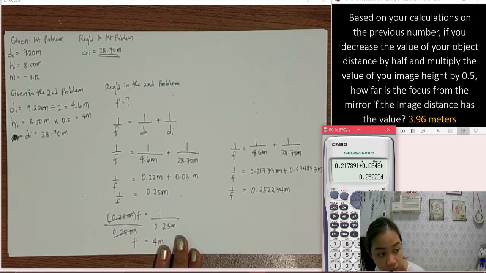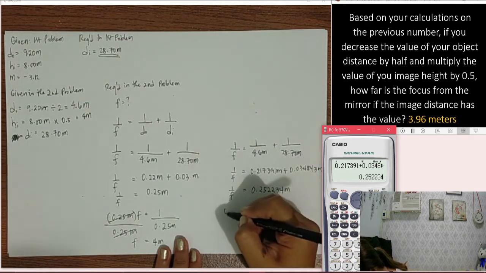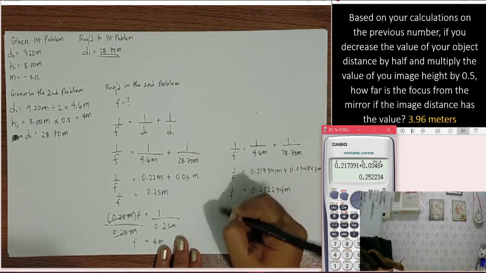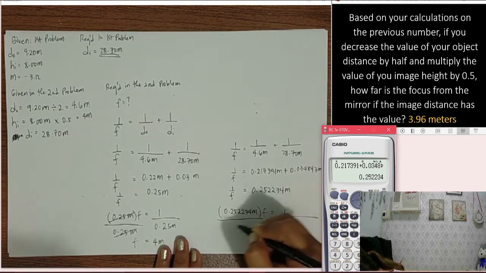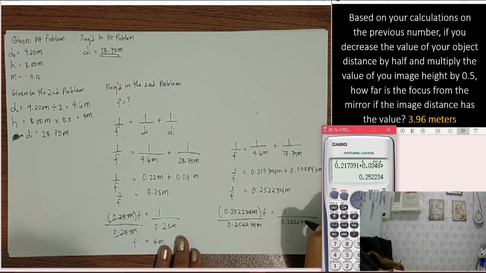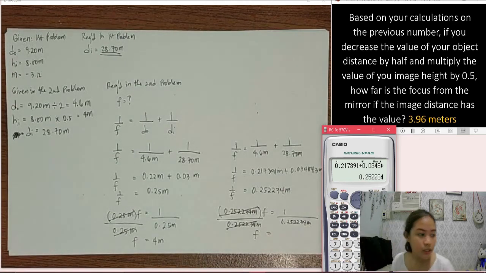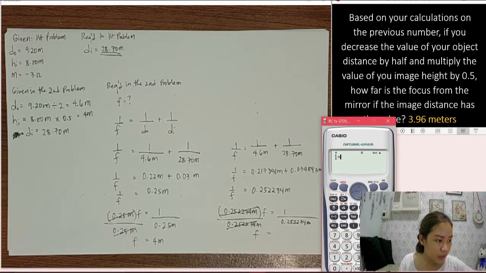Okay. Again, cross multiply. We have 0.254 meters times F equal to 1. Divide both sides by 0.252234 meters. 0.252234 meters cancel, cancel F. So 1 divided by the answer. This is for the answer. And that's equal to 3.96.